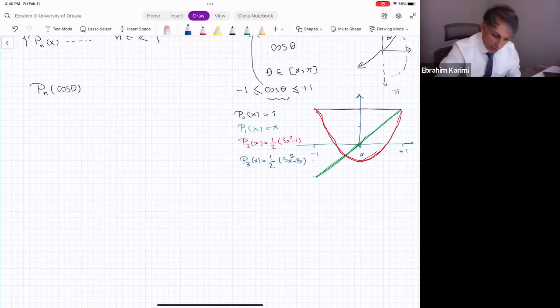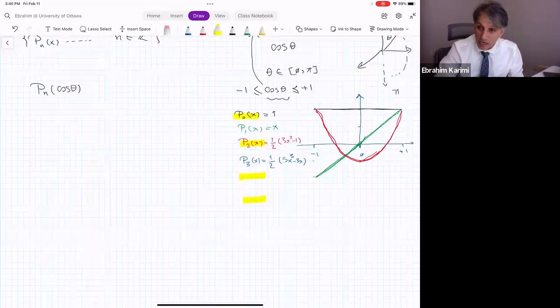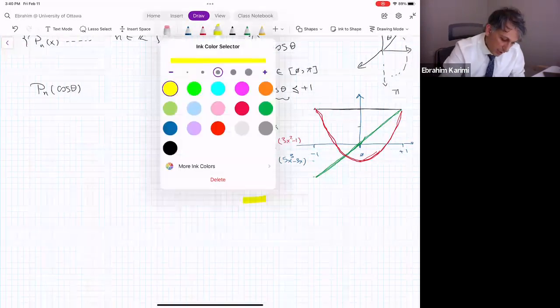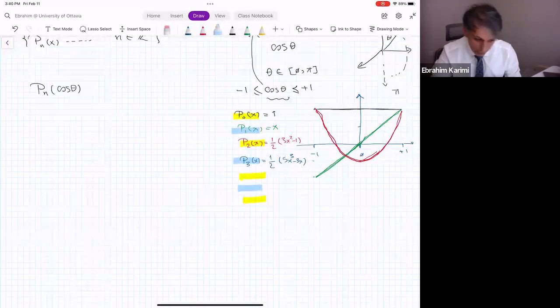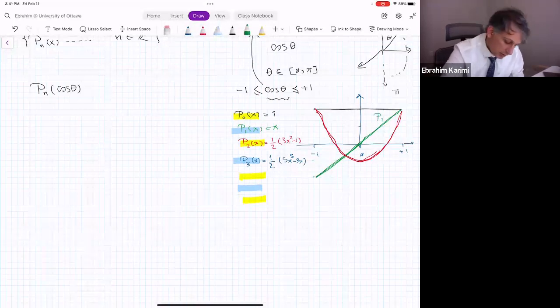As we discussed, you expect 0, 2, 4, 6, and so on to be even functions, but on the other side, we expect 1, 3, 5 to be odd functions. And you will see that. So this is what we have for P1, and you see that P1 is an odd function. P2 and P0, they are even functions.